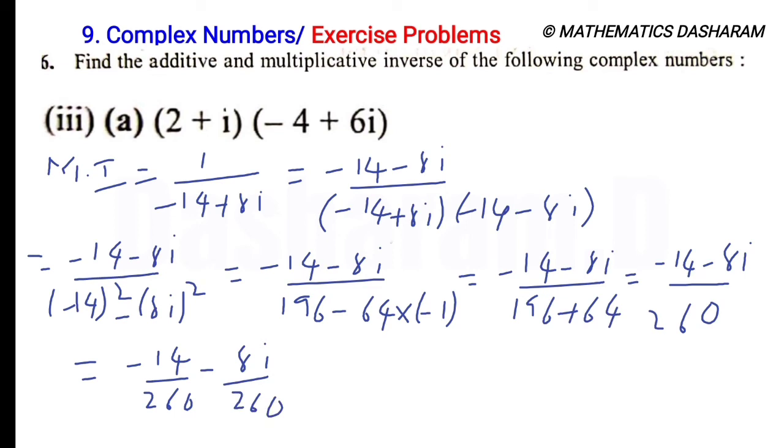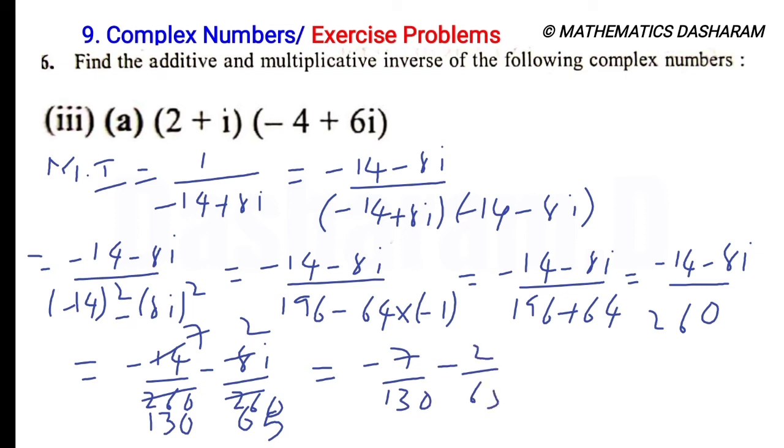So here, 2 sevens are 14, 2 130s are 260. Next here, 4 2s are 8, 4 6s are 24, 4 5s are 20. So the answer is minus 7 by 130 minus 2 by 65 into i. So this is the multiplicative inverse.